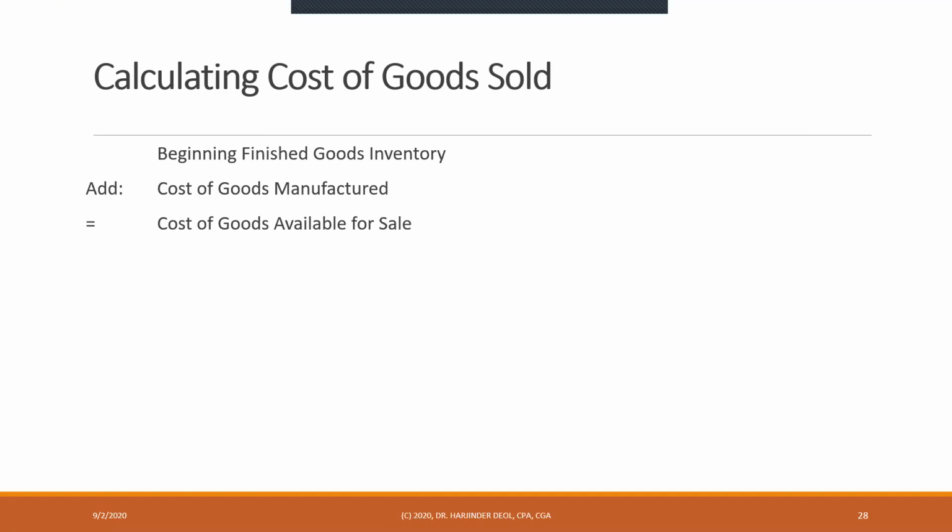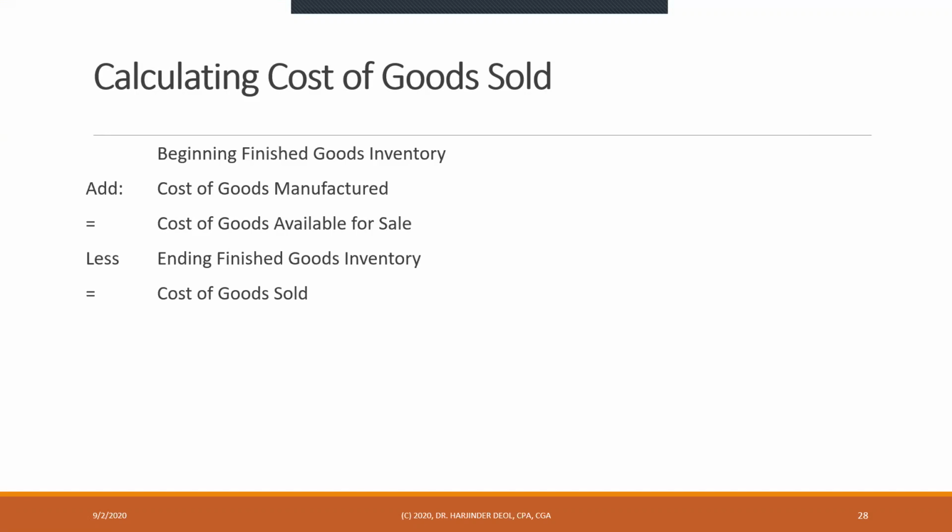Now, if the company's got any inventory left over at the end of the year, it means that out of the total cost of goods available for sale, some were not sold. And that's basically the cost of the finished goods inventory. So subtract the ending finished goods inventory from the cost of goods available for sale, and you get cost of goods sold.